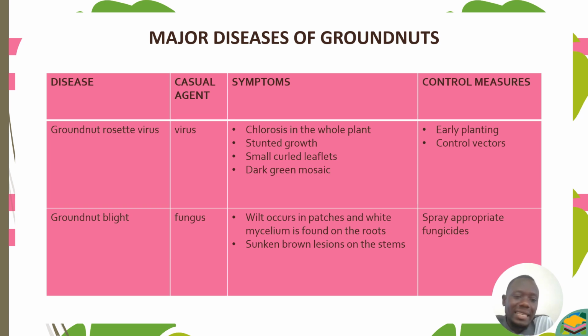Then let's look at groundnut blight. Groundnut blight is caused by a fungus also. These are some of the symptoms: wilt occurs in patches and white mycelium is found on the roots. Then I've got sunken brown lesions on the stem. Controlling it is by spraying appropriate fungicides.